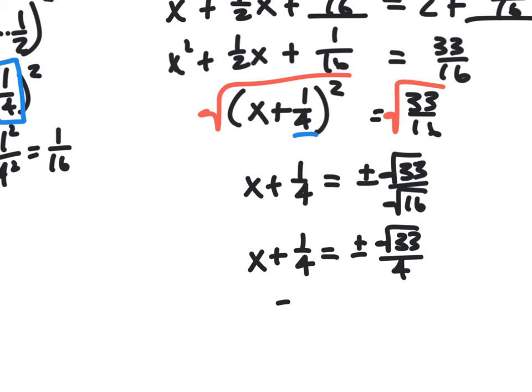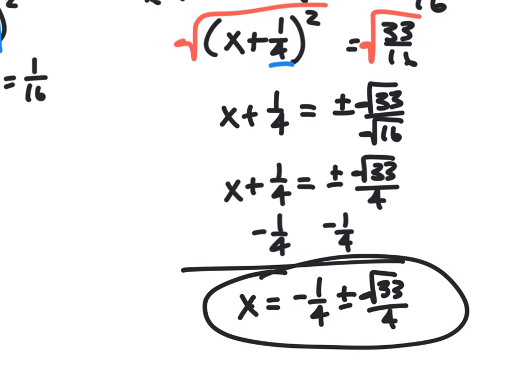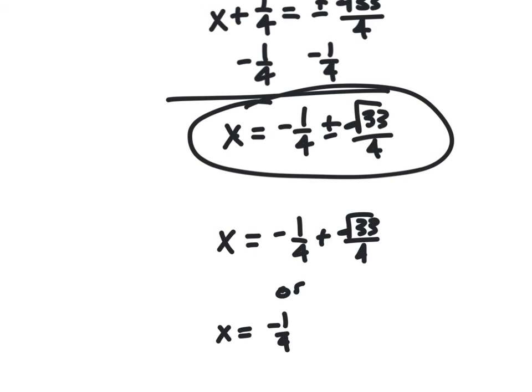Now if I subtract 1/4 from both sides, then I'm going to get the answer of x equals negative 1/4 plus or minus the square root of 33 over 4. You can leave your answer like this. That is acceptable. If you wanted to finish it out though, you would do x is equal to negative 1/4 plus the square root of 33 over 4, or x equals negative 1/4 minus the square root of 33 over 4.